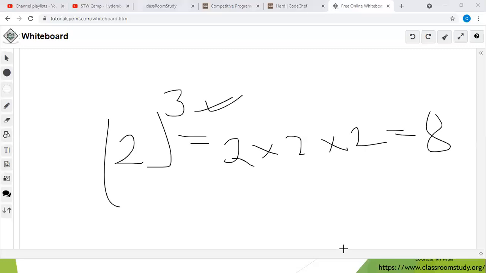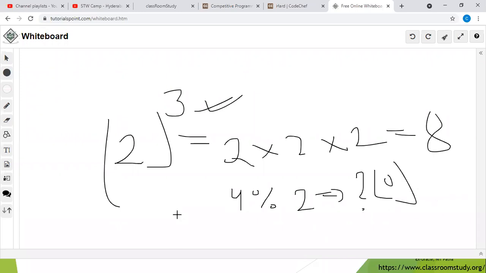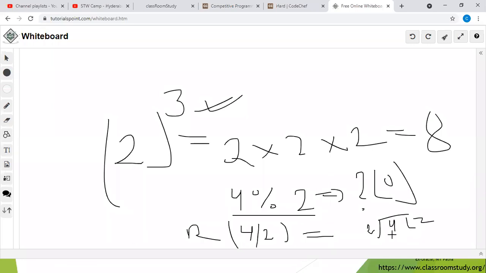Somebody is asking, sir, what about 4 mod 2? What will be the output? So he already knows the output will be 0, but he's asking why the output is 0. So again, what was the definition for mod? A divide B and take the remainder of this. So when you try to divide 4 by 2, it will get completely divided, right? So what is the remainder? 0. So output will be 0. Clear?